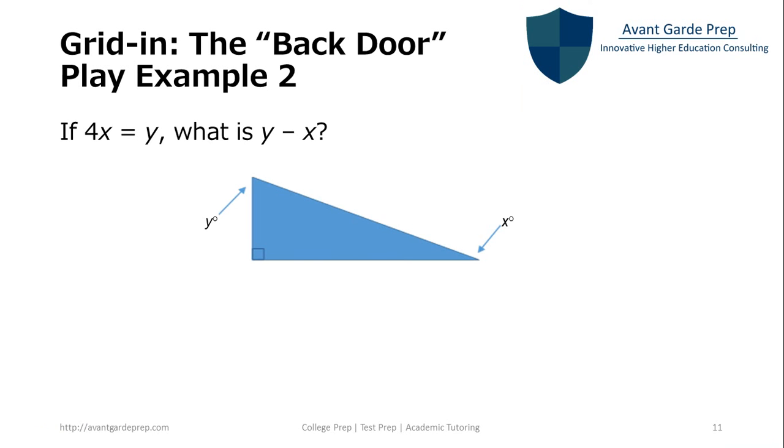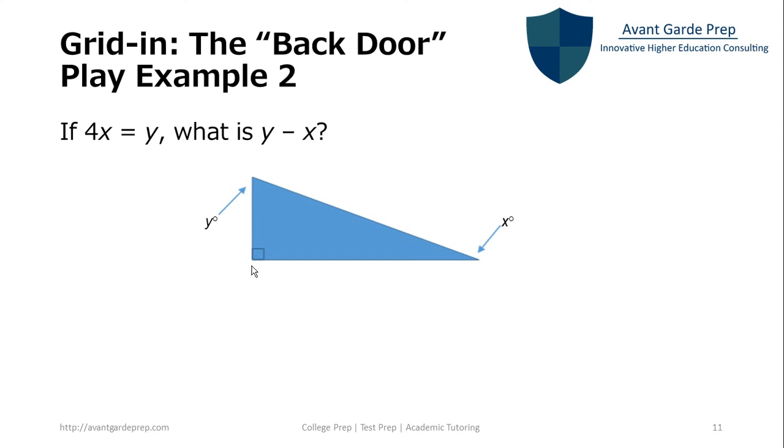Our next example is example problem 2. In this example, the problem states, if 4x equals y, what is y minus x? So if we look at this picture, we have a triangle, and it's a special triangle because it's a right triangle, and we can tell that because of the nice right triangle symbol here in the corner. That means that that angle is 90 degrees. The x and y angles are indicated here, and we have some constraints in the problem. 4 times x has to equal y.